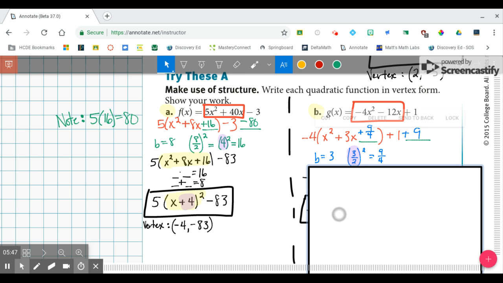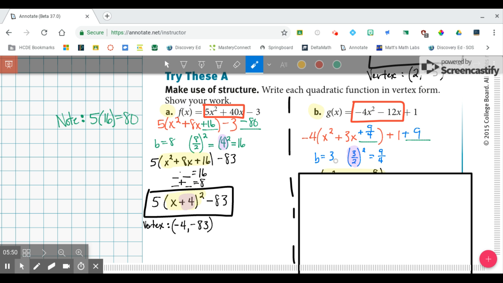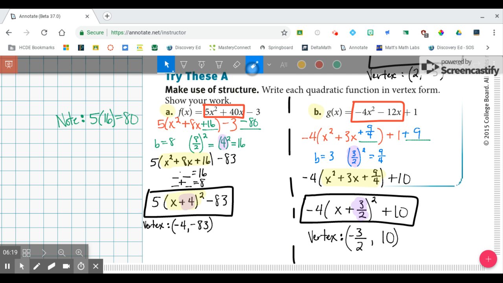So with that b value, and that b value is 3, we divide by 2 and square it. It's 9/4. So we put 9/4 inside the parentheses. Don't worry about the fraction. It'll simplify out nicely in just a second. So we're not just adding 9/4 here. We're really doing -4 times 9/4. Well, if you multiply -4 times 9/4, the 4's end up canceling, and you're just left with -9. Well, the opposite of -9 is a +9. So now we have -4, our perfect square trinomial, and then our constants are 1 plus 9, or just 10.